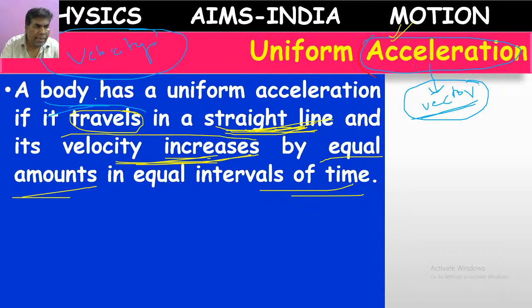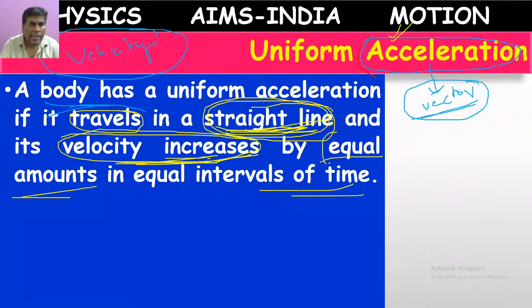Here the body is moving in a straight line. The velocity is increasing, but how? Equal amounts of velocity increasing in equal intervals of time. Then we can say that the body is moving with uniform acceleration. Acceleration means velocity changing, but how? Equally. Equal amount of velocity changing in equal amount of time.